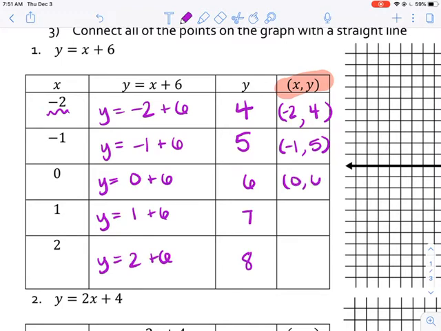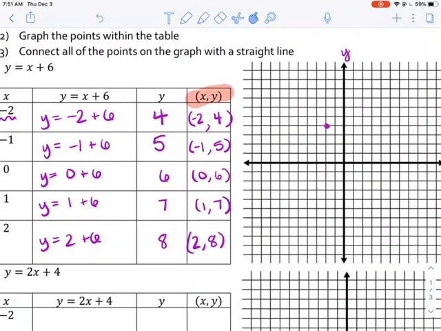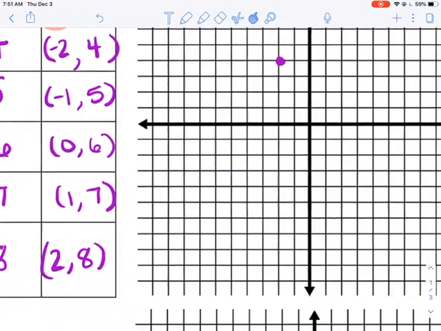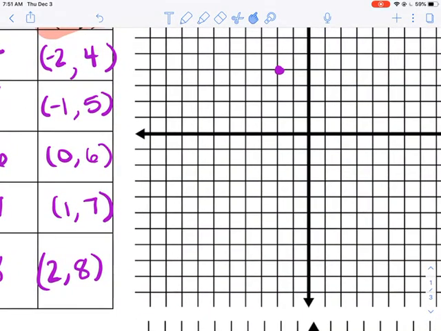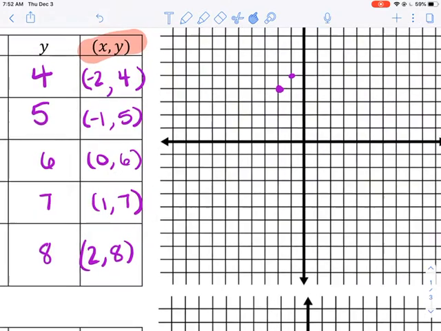So now I'm going to write my points. 0, 6, 1, 7, and 2, 8. Okay, now we're going to graph all our points. Ooh, this part can be a little tough. Okay, -1 on the x-axis is there, and then 5, 1, 2, 3, 4, 5. Okay, then 0, 6 will be right there in the middle. It doesn't move left or right at all, and then it goes up 1, 2, 3, 4, 5, 6.